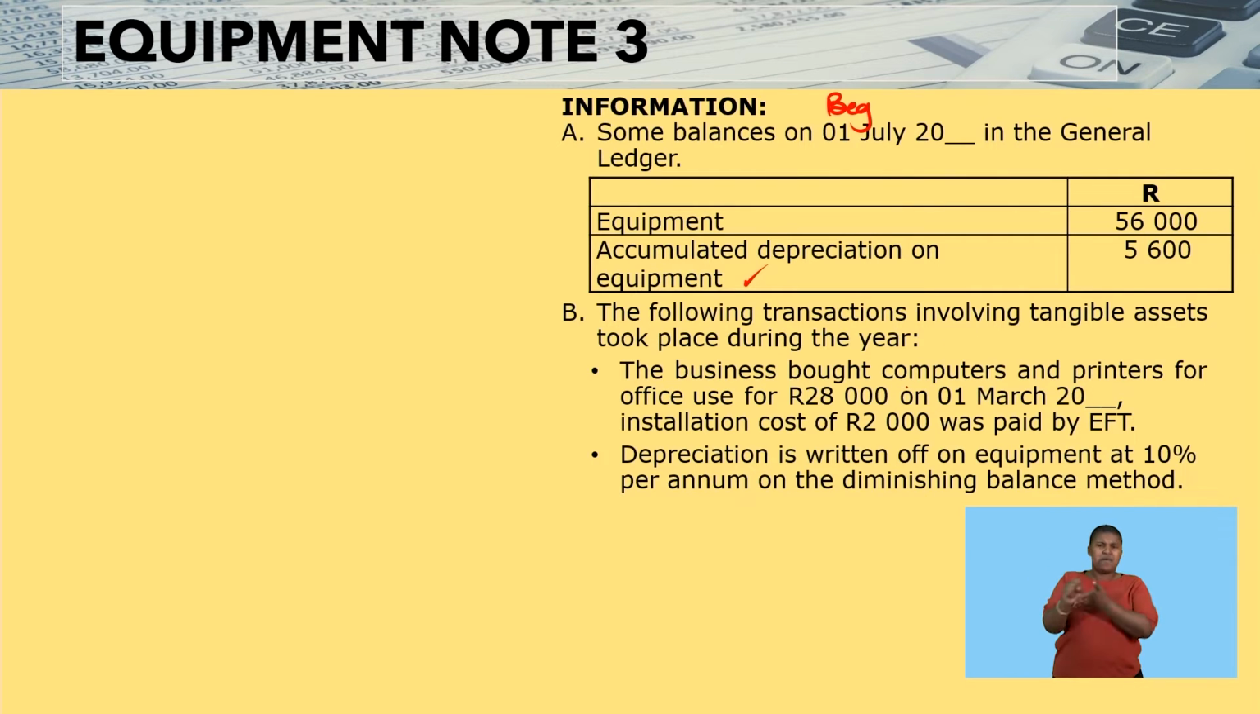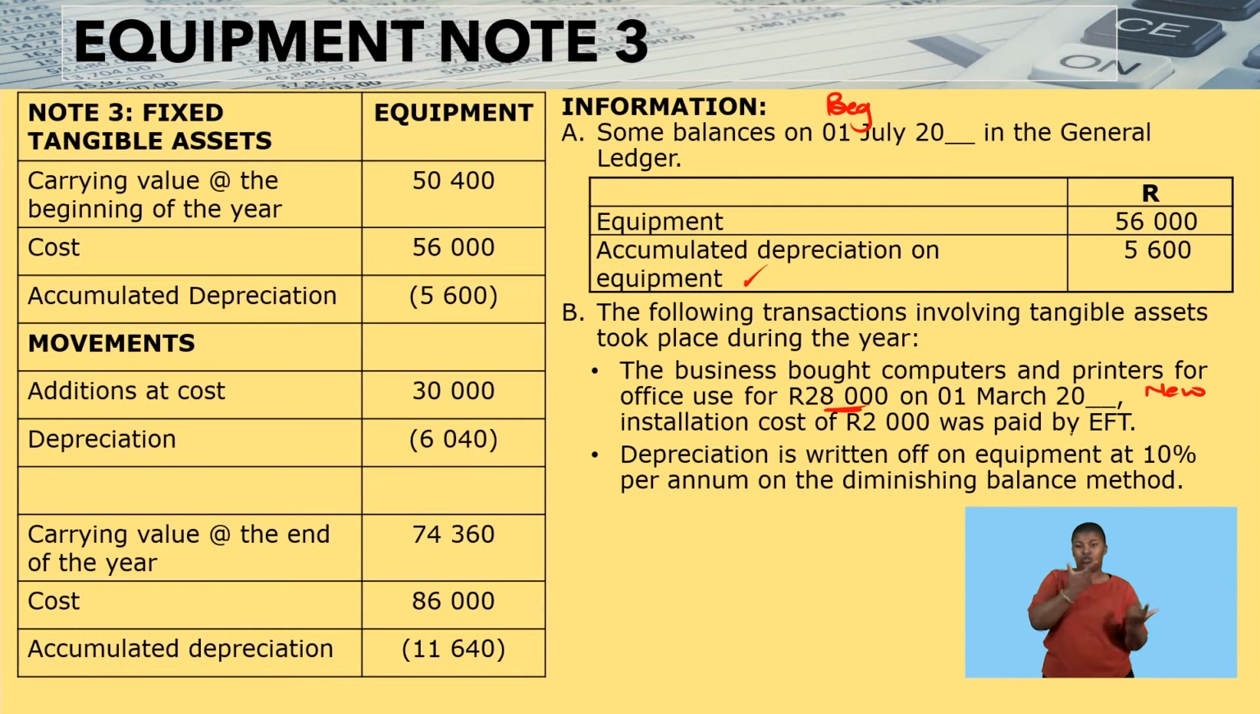The business bought computers and printers, 28,000. So this becomes our new equipment. The installation cost of 2,000 was paid by EFT, all right? And then depreciation is written off on equipment at 10% per annum on the diminishing balance method. We want to see now, how do we record this in our tangible asset note?